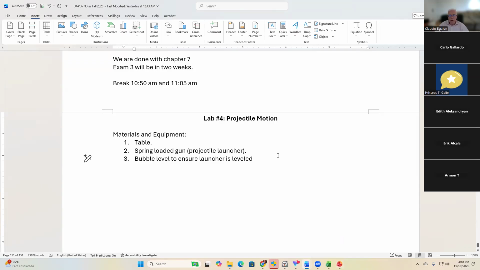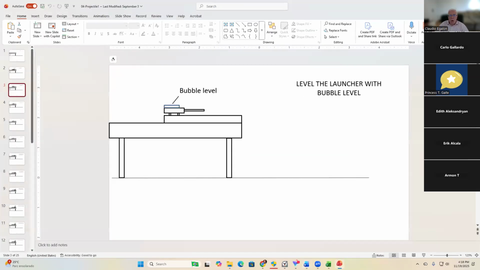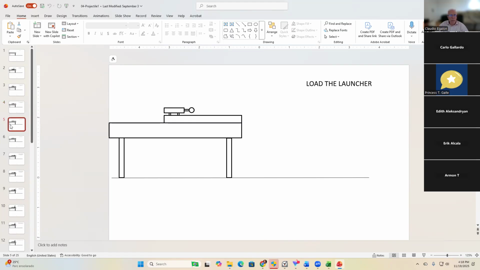And we are going to use a metal ball as a projectile. And we put this metal ball on the tip of the launcher. The tip of the launcher is just like a metal cylinder. Okay, and that you can fit the ball on it. The ball has a hole. Okay, the cylinder has a little tip here. Okay, and we can load the launcher.